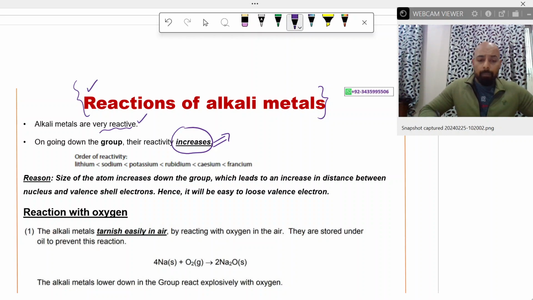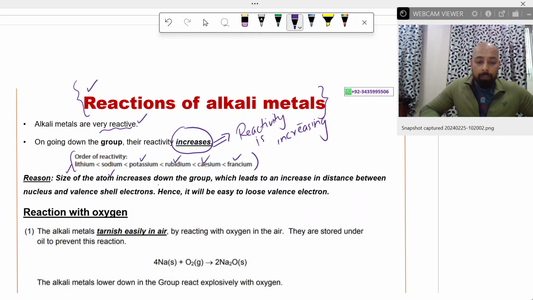So reactivity is increasing, right? So here is the order of the reactivity. We have lithium, which is least reactive, then sodium, potassium, rubidium, cesium, and francium. This is the reactivity, right? So what do you think would be the reason why their reactivity is increasing down the group? Why is it increasing?